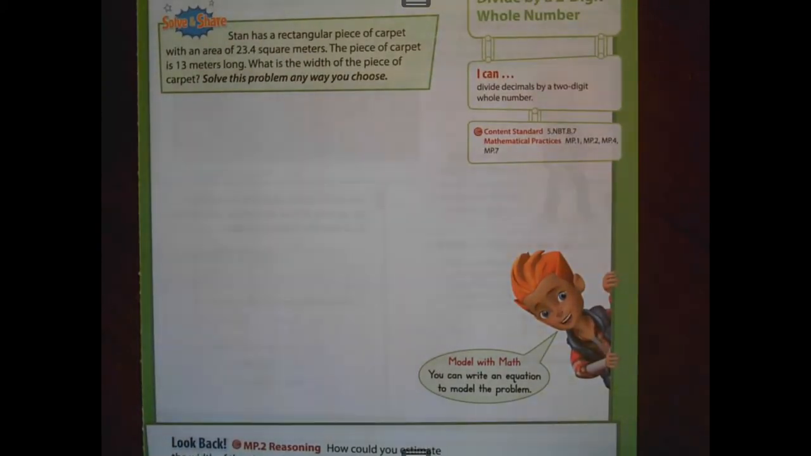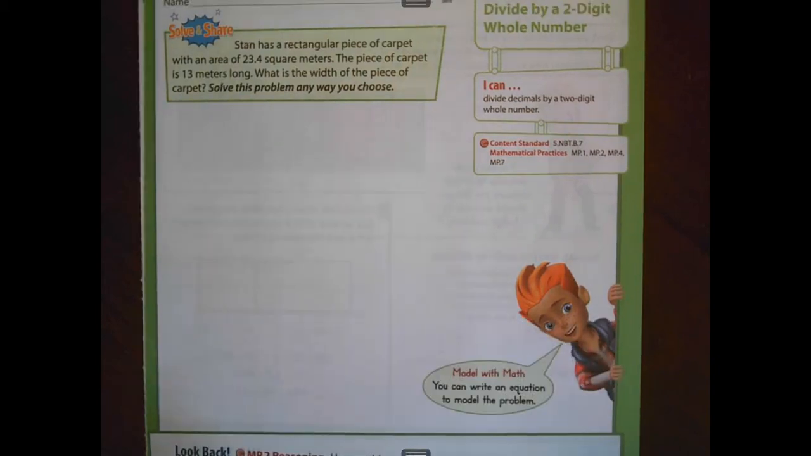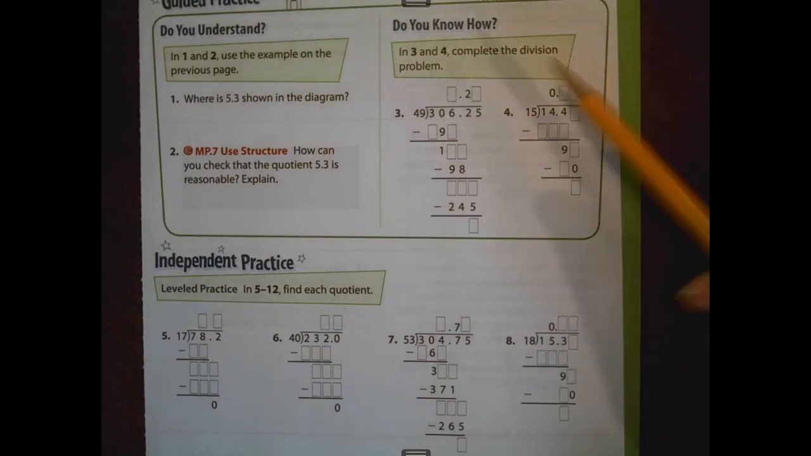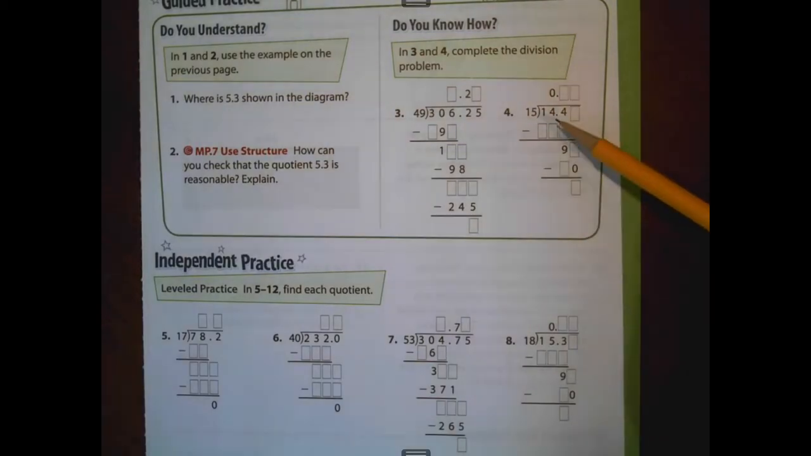Now let's move on to our assignment for today. We are going to flip over. I'm going to start on page 327. If you do not have graph paper, you probably want to grab some for today's lesson. Numbers 3 and 4, we're just going to jump right in.